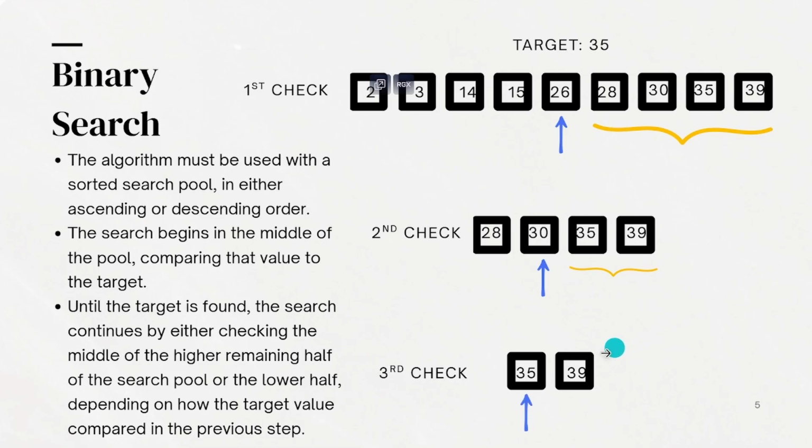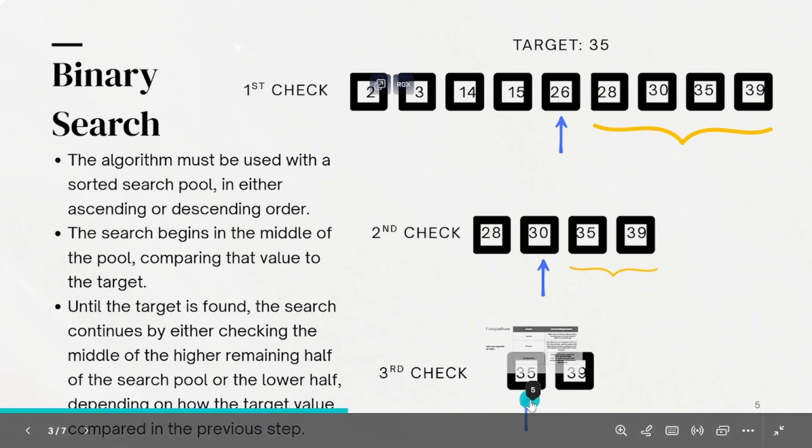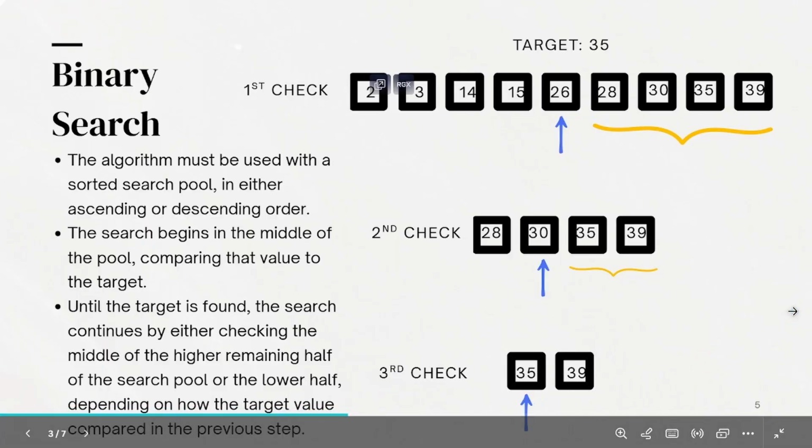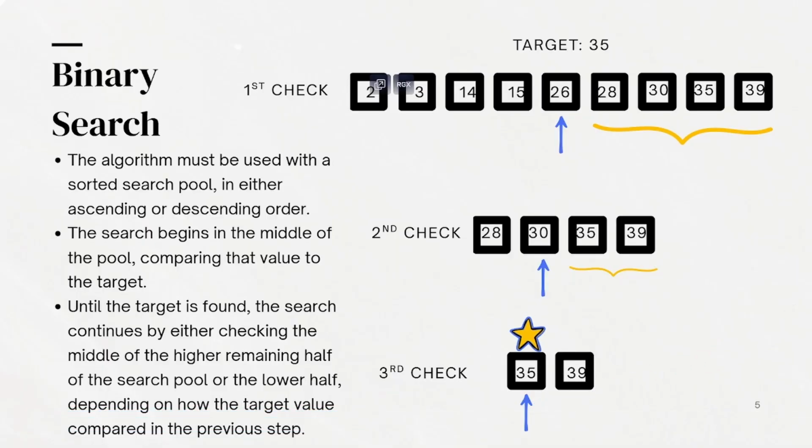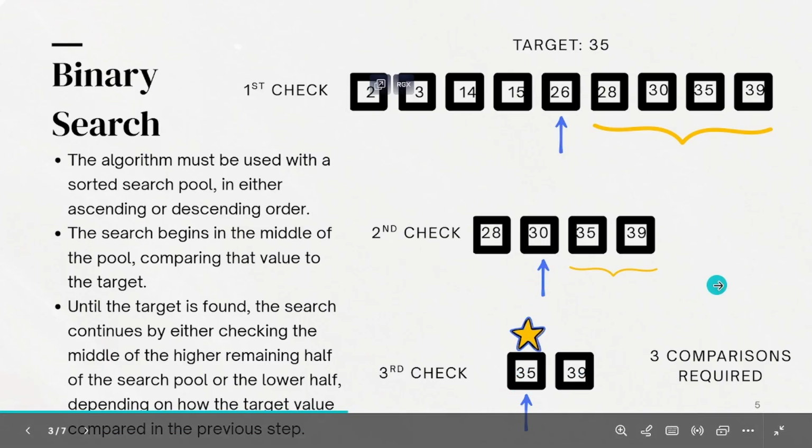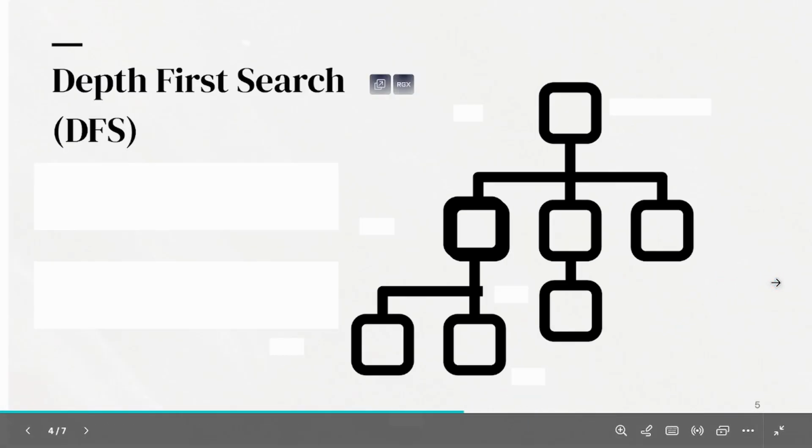Once again, the middle would have been here, but it rounds down, so to speak, and we find ourselves at the value of 35, which is our target. And so we were able to find the value we sought with just 3 comparisons required. One in the middle of this search, the second in the middle of this search, and the third here. So hopefully that makes sense.